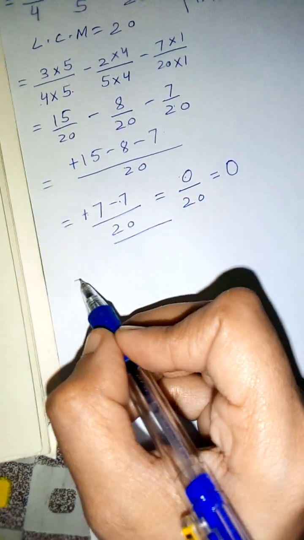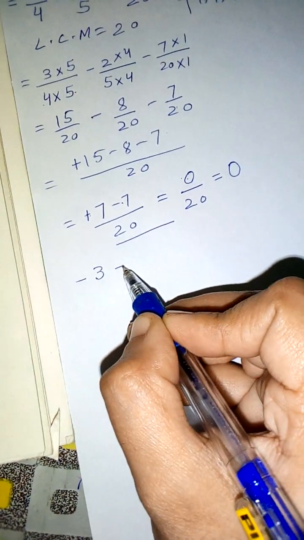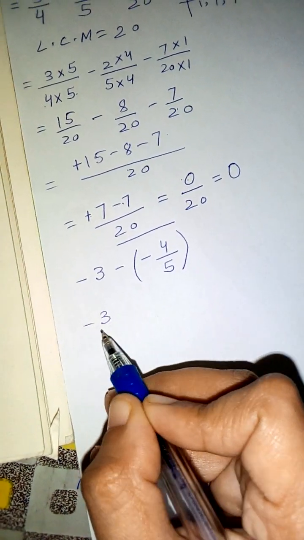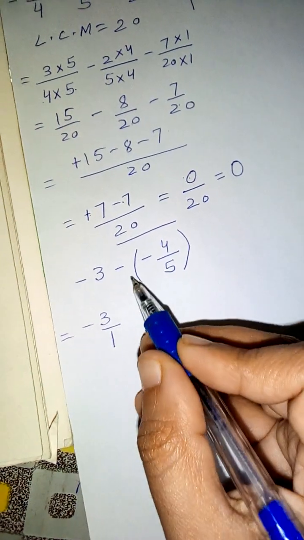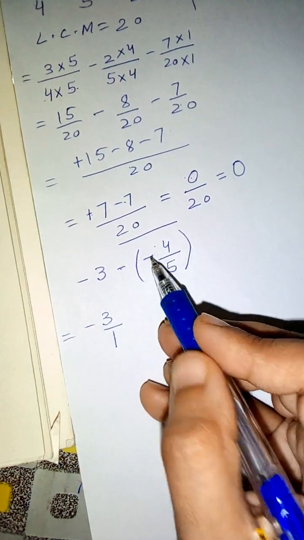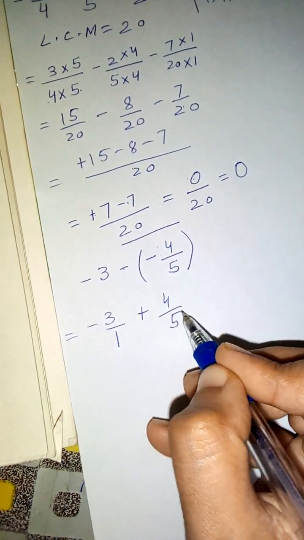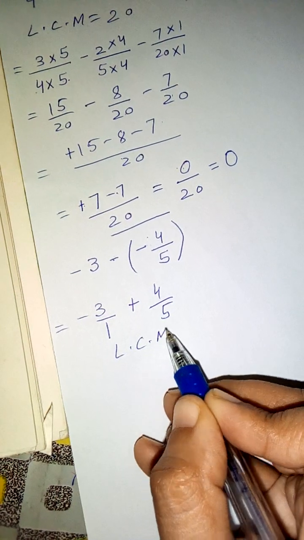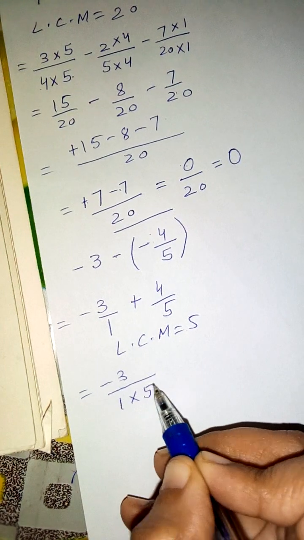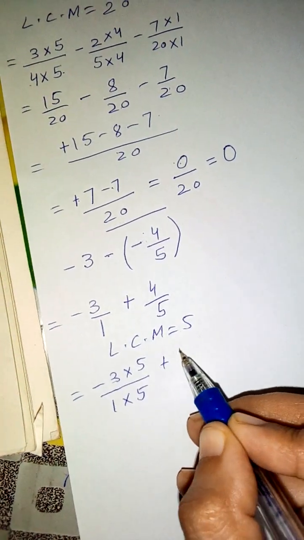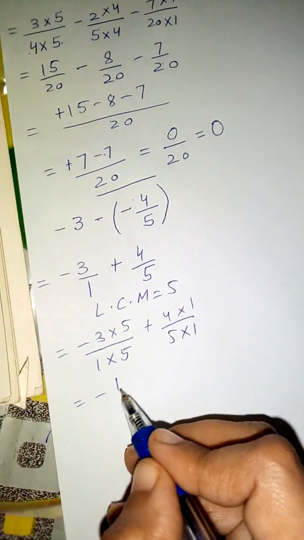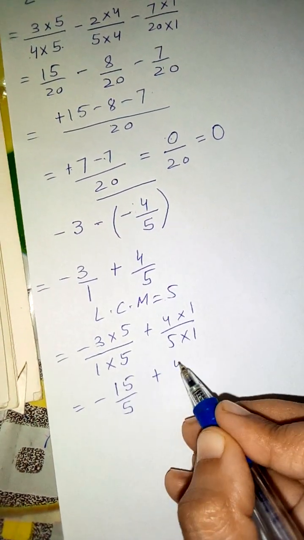If we have a question like this, minus 3 and we have minus 4 over 5. So we need to understand the LCM of a single value is 1, and we will multiply the sign. When we multiply the sign, the sign will change. So minus minus plus. So 4 over 5. Now it's very simple. LCM is 5. Then we have to write it minus 1 multiplied by 5 is 5, so multiply in the numerator. Then we have 5 multiplied by 1, multiplied in the numerator. So we have minus 15 over 5 and we have 4 over 5.